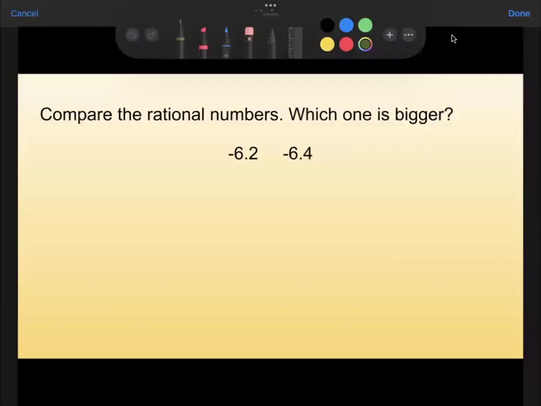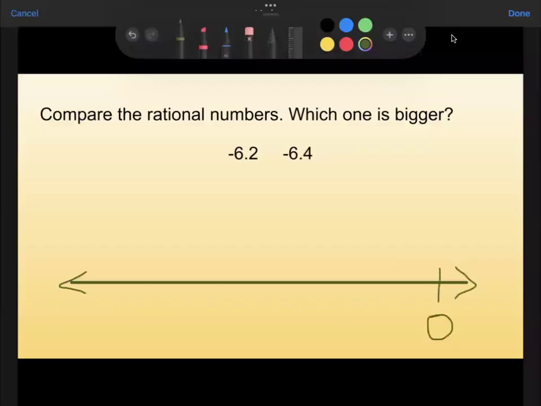Okay, here's our next one. We're comparing the rational numbers, -6.2 and -6.4. Now, these are both decimals, and we haven't done that yet. And they are also both negative, which means when we're comparing them, we want to see which one is furthest away from 0. So we're going to kind of draw a little number line here. And I'm going to put 0 all the way over here because we're only dealing with the negative side of the number line.